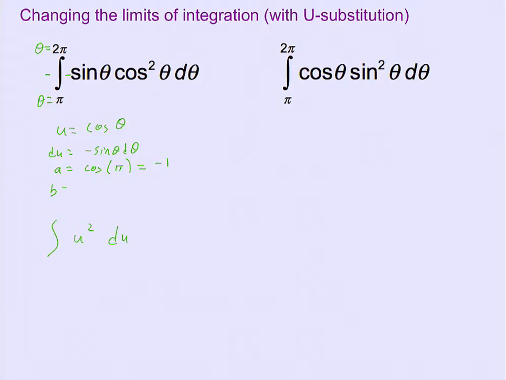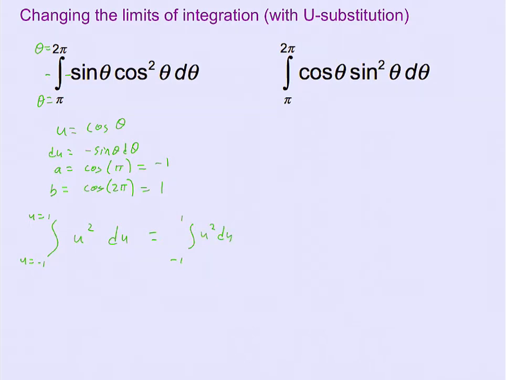I'm going to do the same thing for b. I'm going to take my upper limit of integration and plug that in to my equation for u. I'm going to substitute the 2 pi into that theta spot, which is right there. And the cosine of 2 pi is +1. So my new limits of integration are -1 and 1, which you certainly do not have to write with the u equals. I only put it there just to show you where those numbers came from. But normally you'll see it just like this.